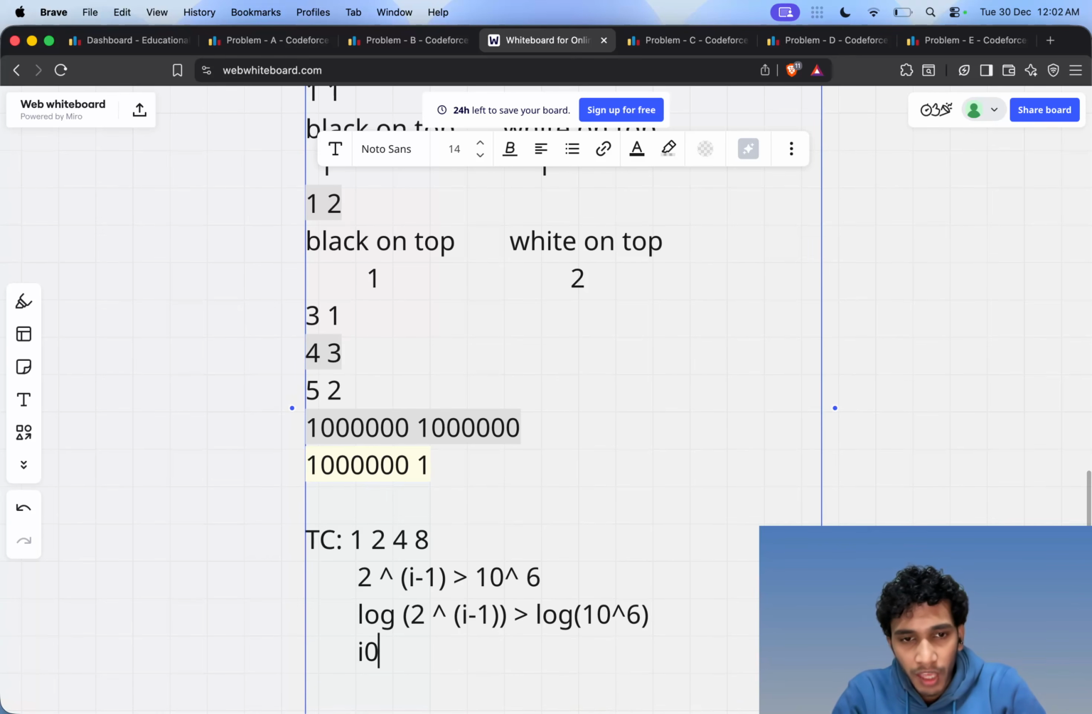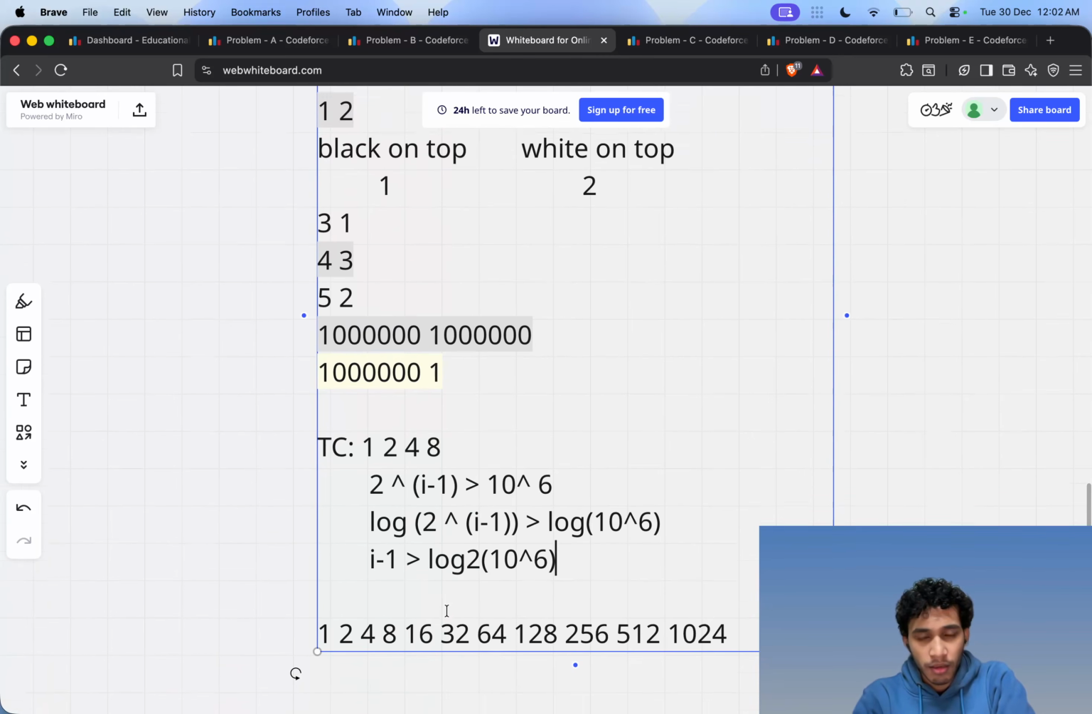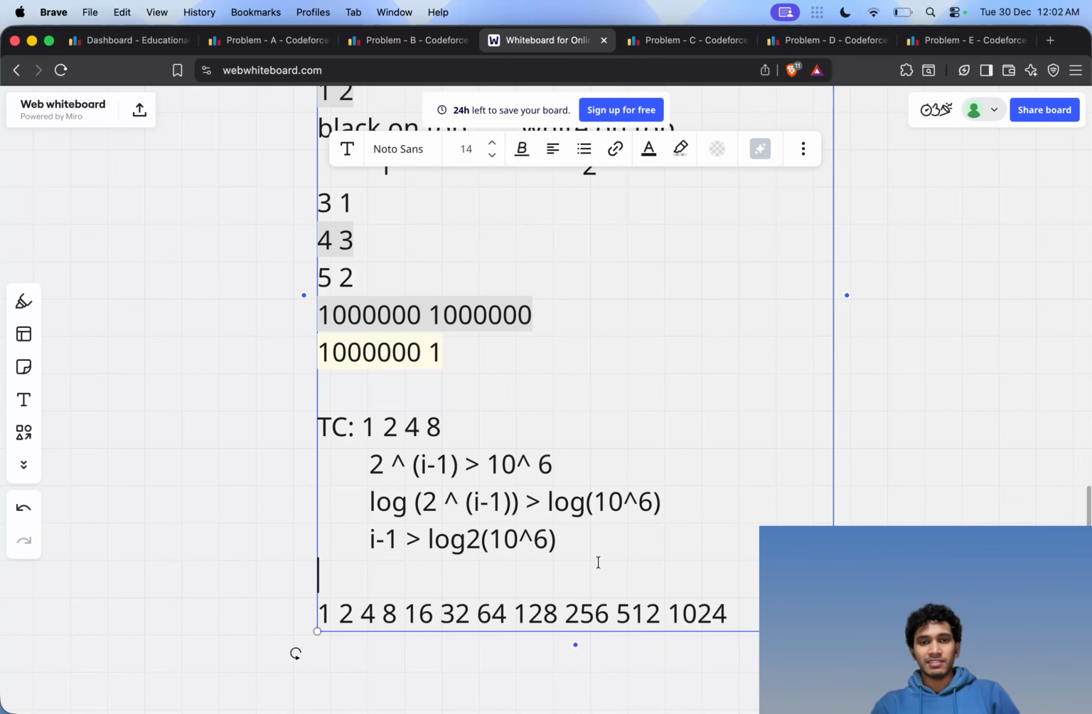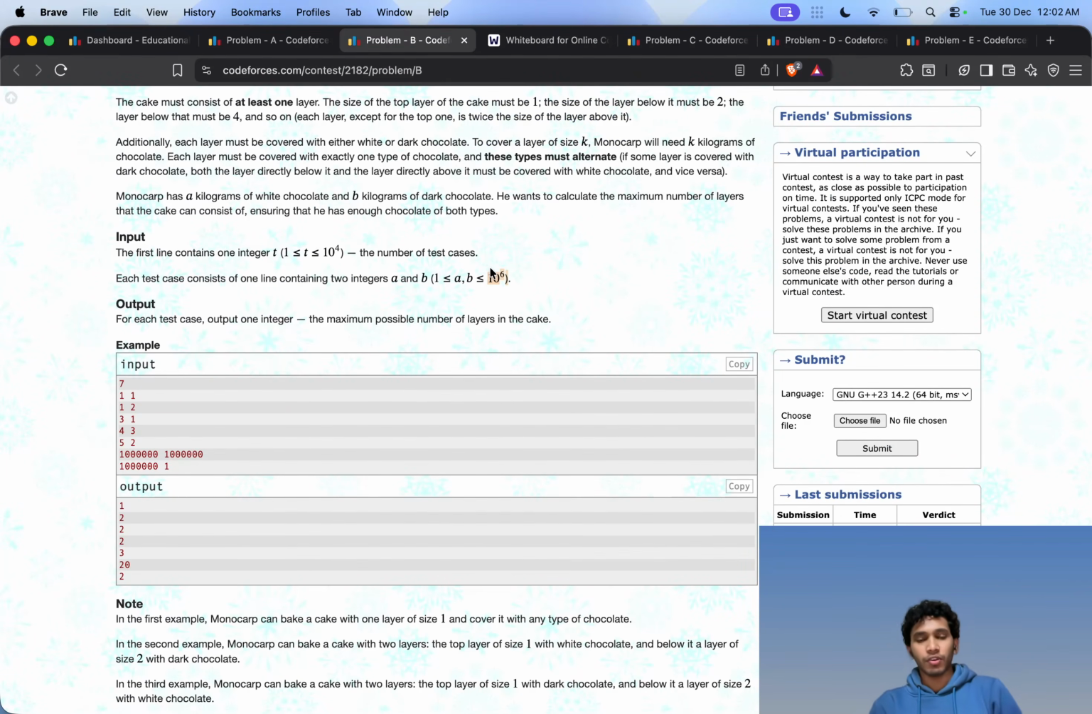All right. And this i minus 1 is greater than log base 2 of 10 to the power 6. So the order of running of our algorithm will be approximately log of n for each test case. And we are very much aware that log n works for a very large amount of data, up till 10^18, because for 10^18, log is around 60 or something.